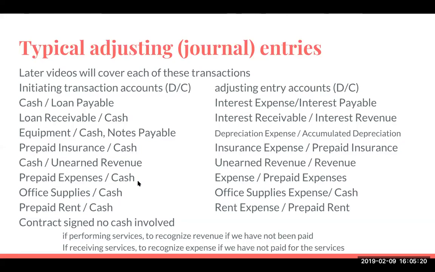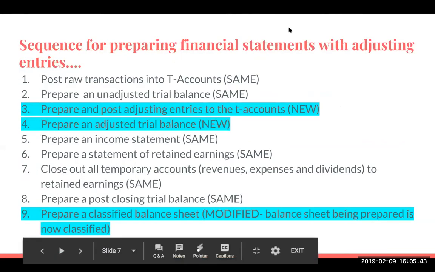Here I've got prepaid expenses and cash, if I'm prepaying consulting expenses, and then to show the journal entry, it would be a debit to expense and then a credit to prepaid expenses. Over here, I've got office supplies and cash, and so if I'm purchasing office supplies, which are assets until our employees steal them, the way I'm going to adjust this, I just violated my rule.